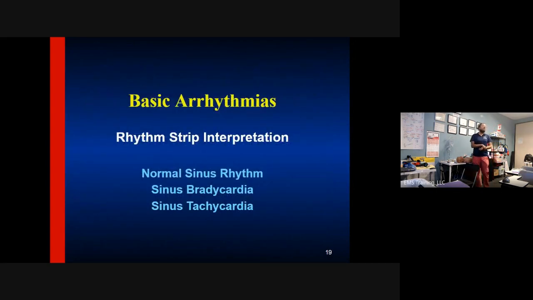All right, so when we talk about leads 2, 3, and AVF, that's the inferior wall. Leads 1 and AVL is high lateral. V1 and V2 is septal. V3 and V4 is anterior. And V5 and V6 is lateral.